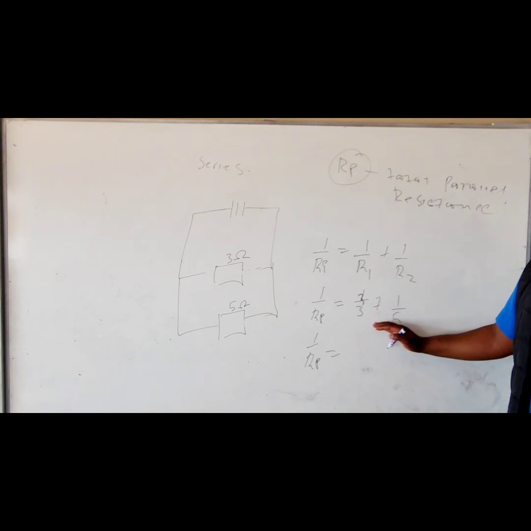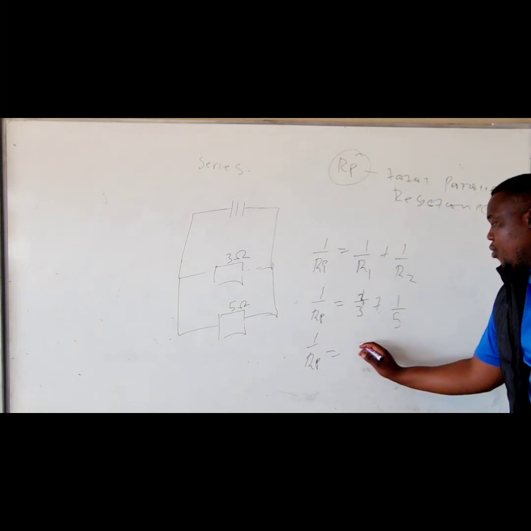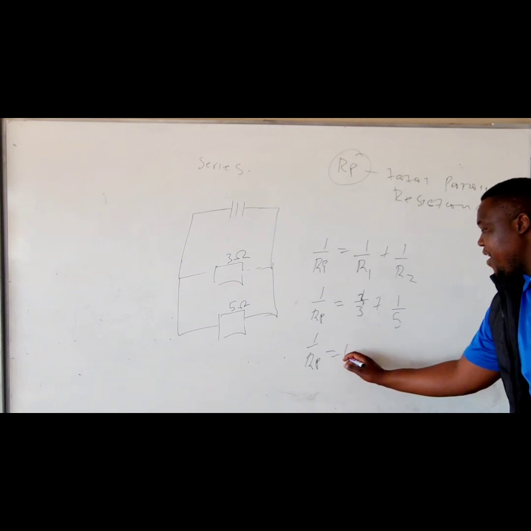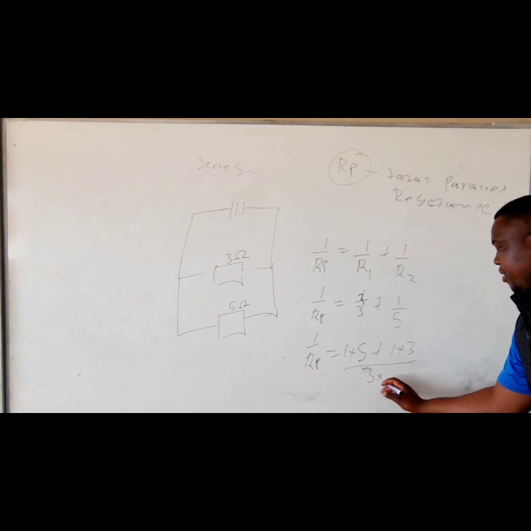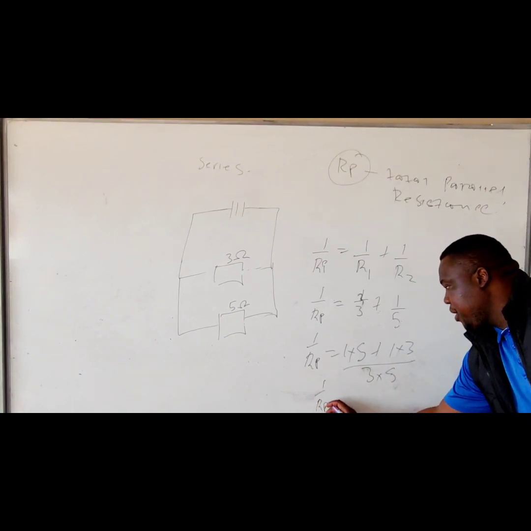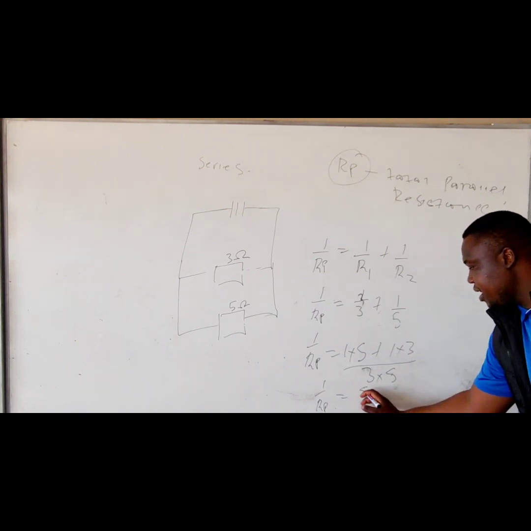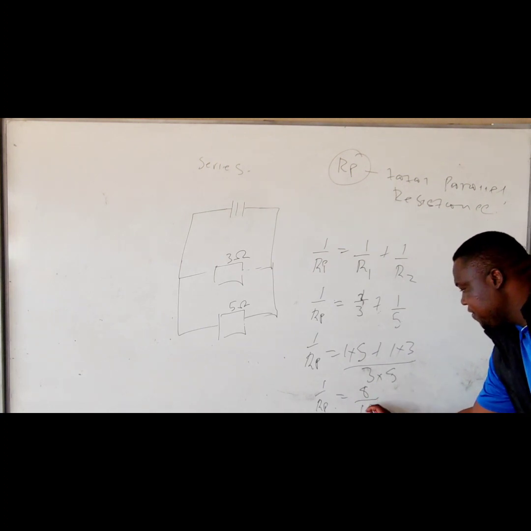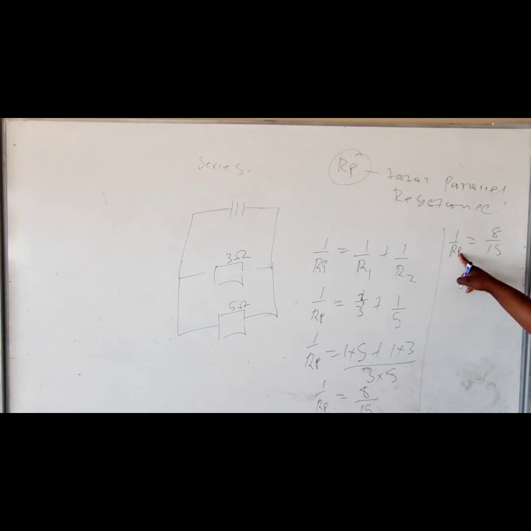Okay, so we're going to have 1 over RP, which is equal to, as I repeat, when we add fractions, cross multiply, divided by denominators multiplied together. Meaning here we're going to have 1 multiplied by 5, plus 1 multiplied by 3, over 3 multiplied by 5. Which will give us 1 over RP is equal to 5 plus 3. 5 plus 3 will give us 8. Then 3 multiplied by 5, 15. So we have 1 over RP, which is equal to 8 over 15. Then we want to find the value of RP.